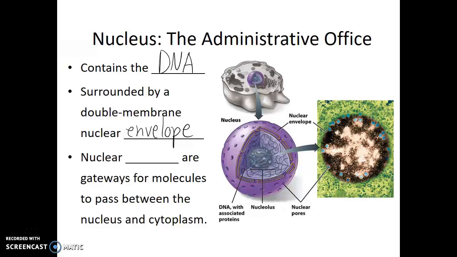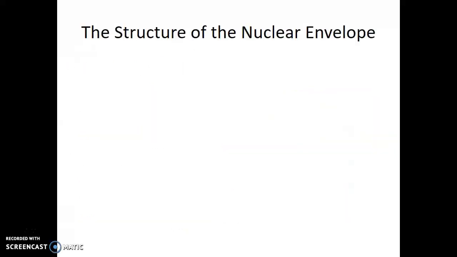found in the cytoplasm. Now, while there are two layers of membrane separating the inside and the outside of the nucleus, there are passageways, there are pathways through this nuclear envelope known as nuclear pores. So nuclear pores, they're gateways for molecules to pass between the nucleus and the cytoplasm. What I would like to do is briefly draw an example of what this nuclear envelope looks like.